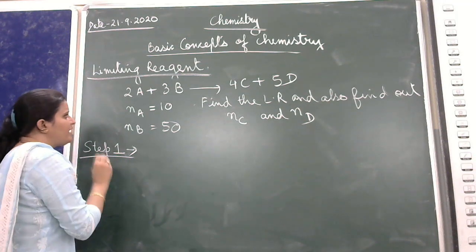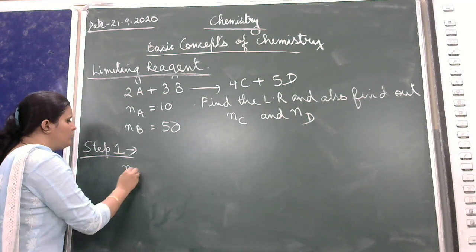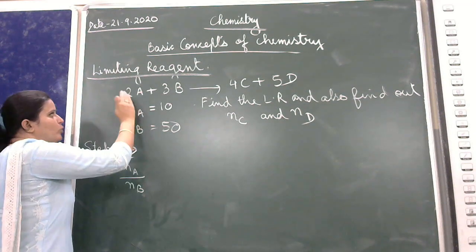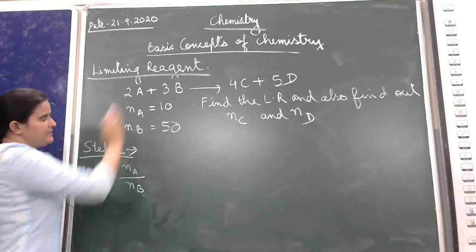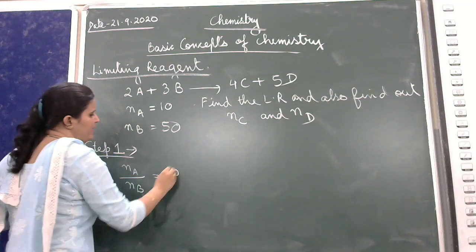Okay, so what are the ratios you are going to find out? You are going to find out the ratio of the moles of the reactants, that is A is to B. What is this ratio coming? 10 by 50.